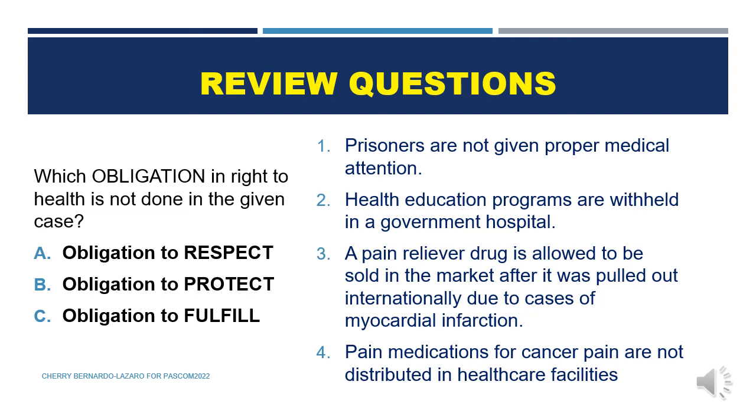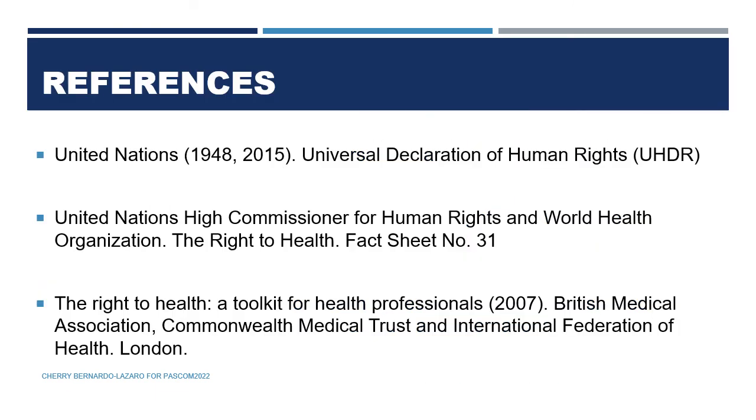I think these were part of the examples cited earlier, so just go through them again. Bitin ba? Anyway, for me, one, two, and four did not observe the obligation to respect, while three is more under the obligation to protect. These are the references I used for this lecture.